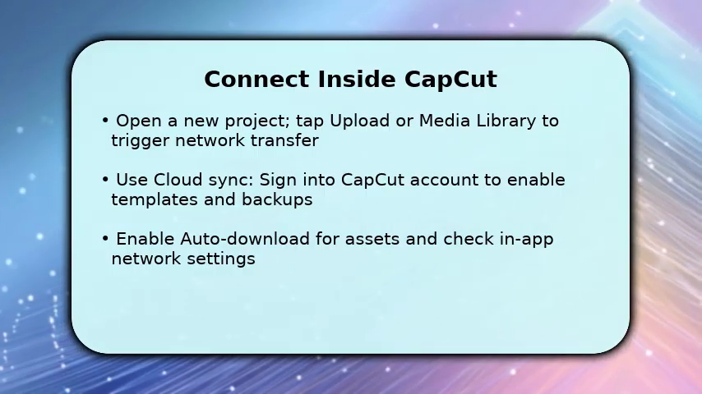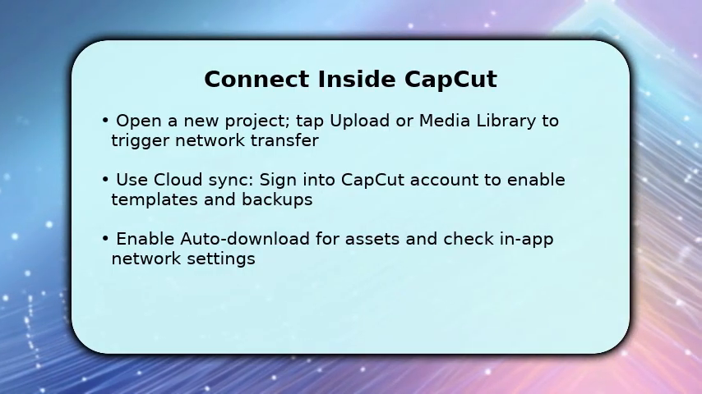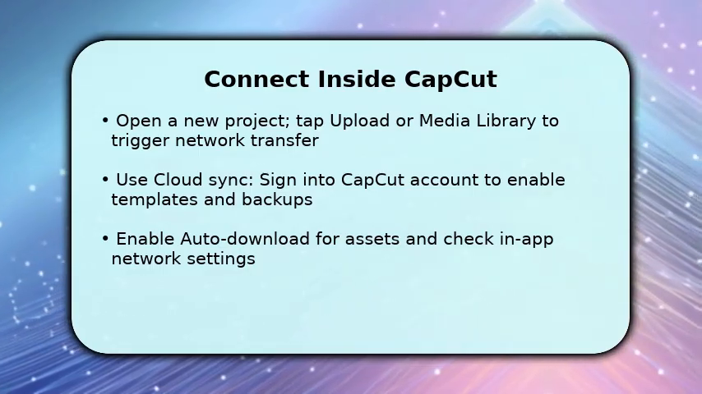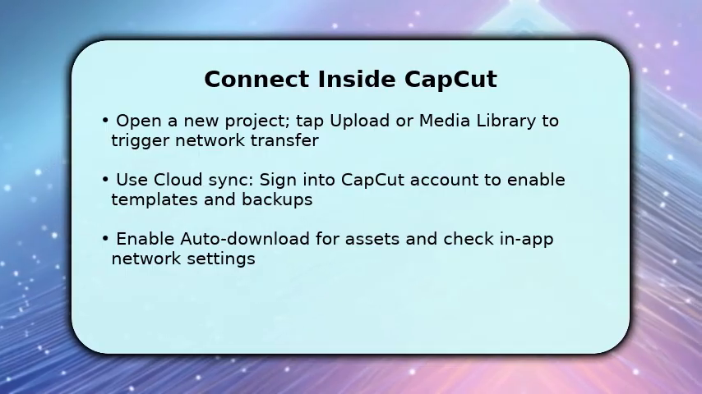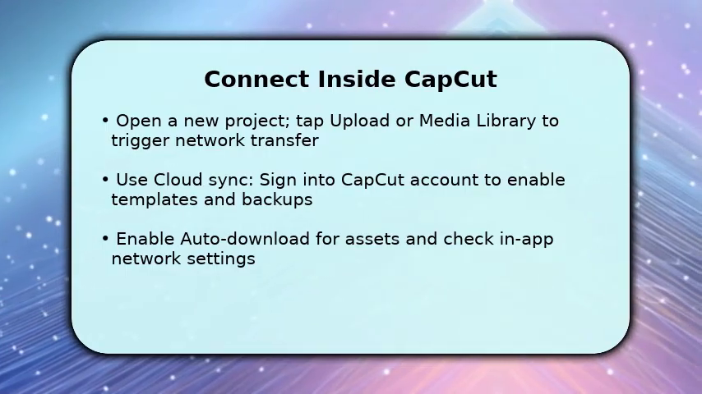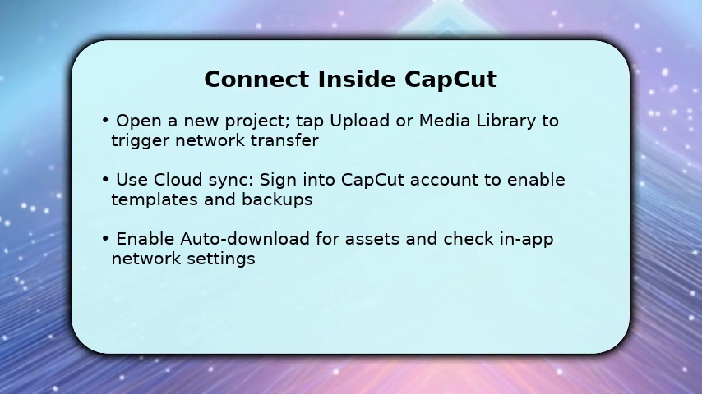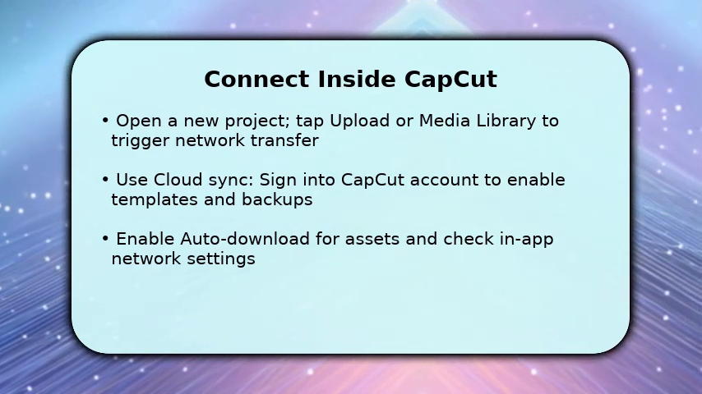Next, sign into your CapCut account to enable cloud sync and template download. This is how shared assets and backups arrive automatically. Make sure Auto Download or Wi-Fi only options are set per your preference, and examine in-app settings for proxy or VPN toggles that might block content.